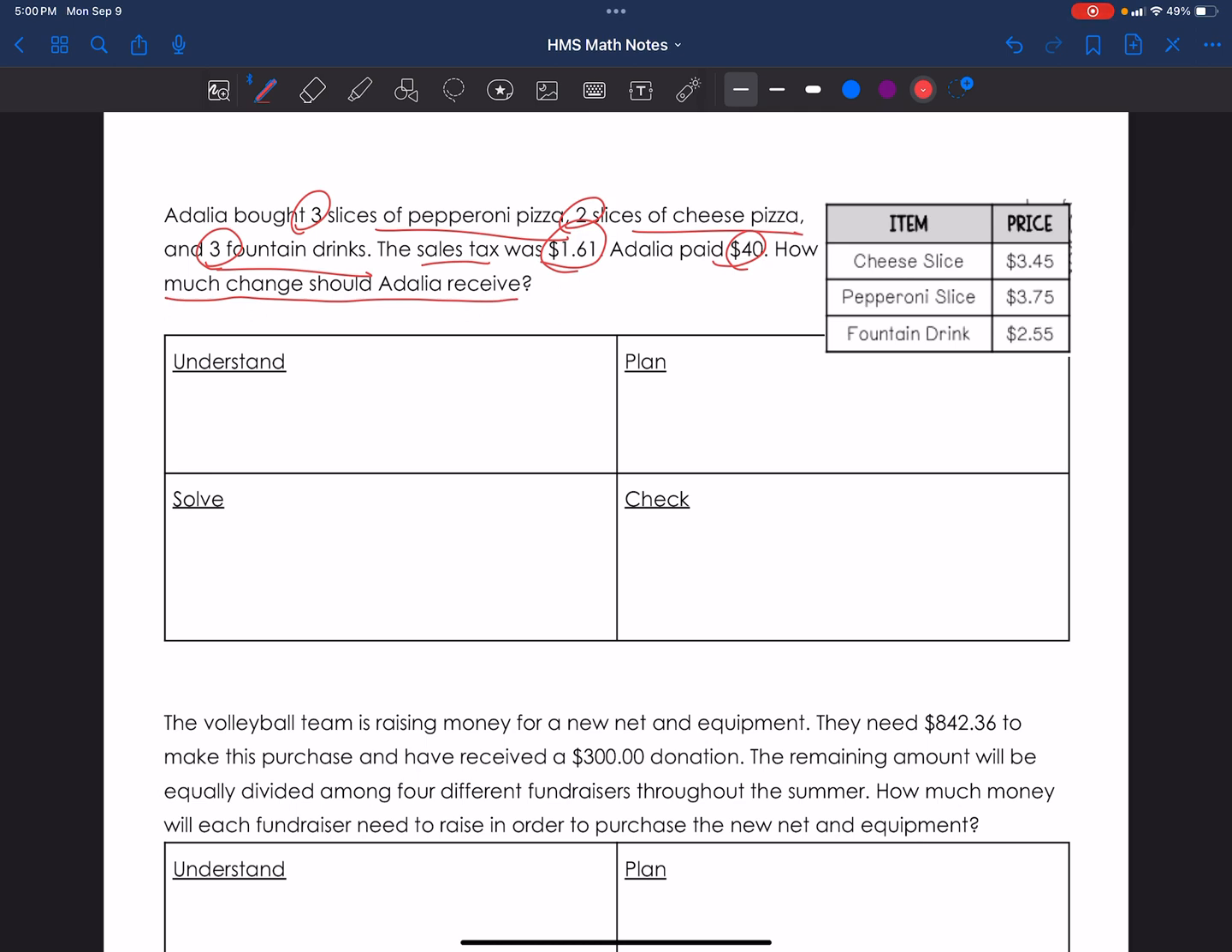Okay. Yeah, there's a lot going on here. What do we understand? We understand that there's 3 pepperoni pizzas, well, slices, whatever. 2 cheese, 3 drinks. You know, it's probably for her and her friends because I can't imagine anybody can suck down 3 drinks. It just seems like a lot. There is sales tax that we also need to add in. And then she's paying the $40. And we're trying to figure out how much change.